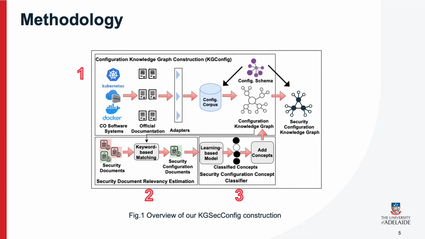In module 2, various security documents such as threat advisories or white papers are considered as sources of secret configuration options and values. Using those options and values as keywords, we identify documents related to security configuration. In module 3, we used a learning model to determine several key concepts such as reason, statement, and implementation details required for configuration. After extracting security concepts, we added such concepts to the initially built configuration knowledge graph for security configuration knowledge graph construction. In the next few slides, we provide some examples to better visualize our approach.